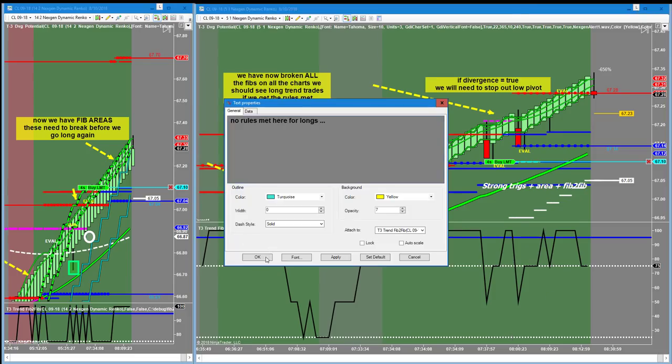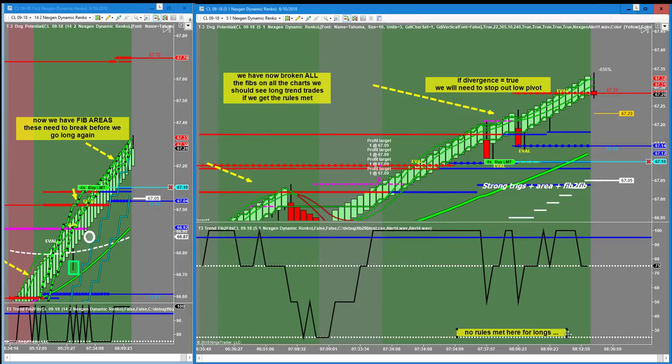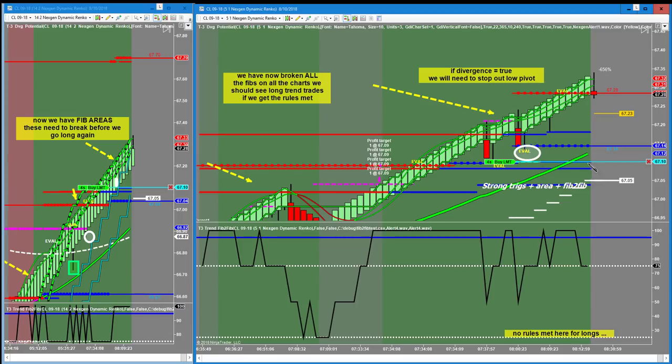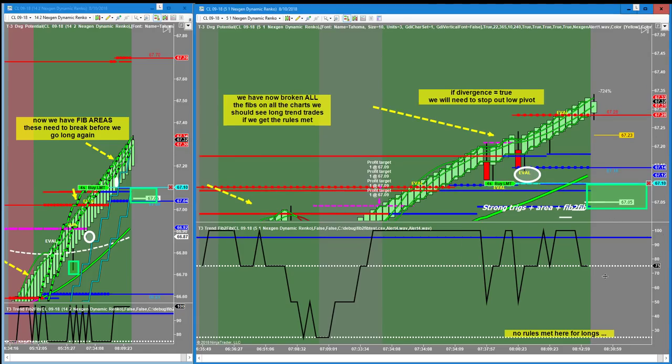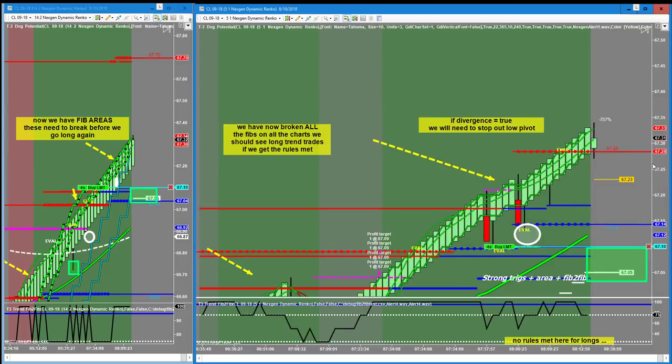So again, remember, it's tempting, but we didn't quite have our rules met for a long trade, right? So since we didn't have our rules met, even though it looks like it could have gone long right there, that's not really it. This is our window for going long: 67.10 to 67.05, 67.04.